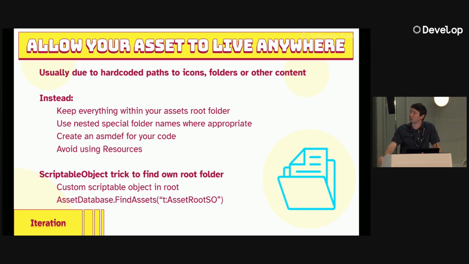And what I think of as my scriptable object trick: create a specific class, create a single instance of that scriptable object, put that in your root folder, and you can use the asset database to find assets with the type. And from there, you can get the asset database path. And then if you really need to do something path specific, you've got a robust way of finding that path. And as long as the user moves the whole folder around, that scriptable object asset will go with it, and your code will update and get the new path as it goes on.